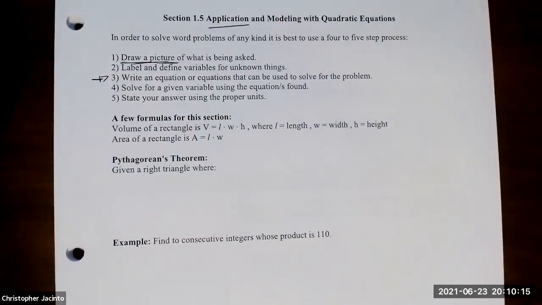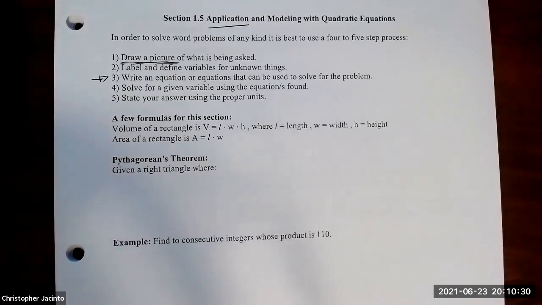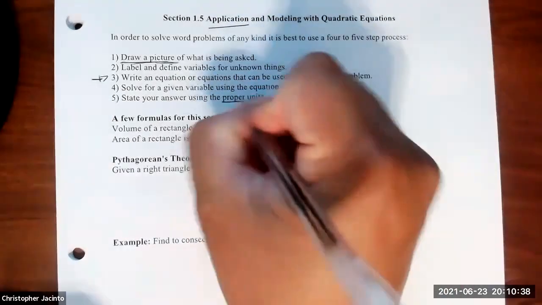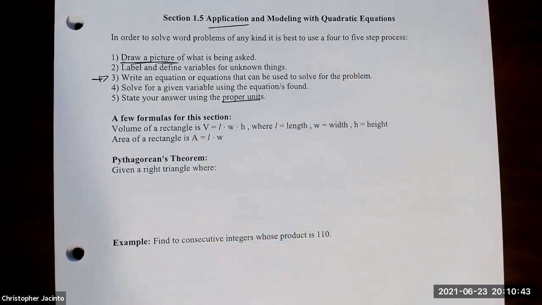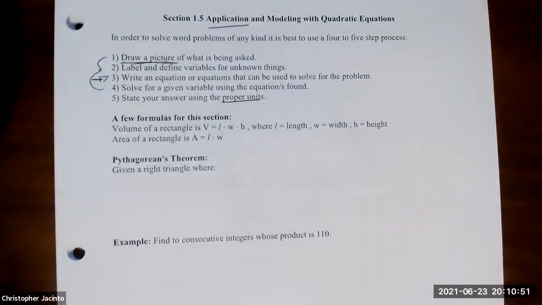We want to write an equation or equations that help us solve this problem. Sometimes we just have to get it out randomly. I'll give you some major ones we're going to be dealing with, but in the real world, you have to figure out which equation is going to help us from complete randomness. And the fourth one and the fifth one are pretty much just solve for the given variables and then use the proper units. The fifth one is pretty self-explanatory. If we're doing inches, feet, any type of unit, you just put it at the very end and you're done. But the main focus is 1 through 4, the actual math behind this.